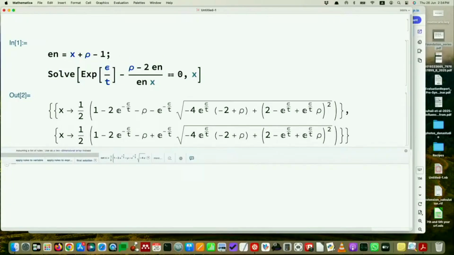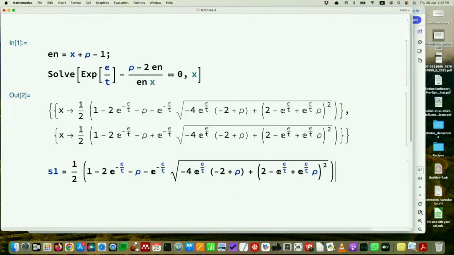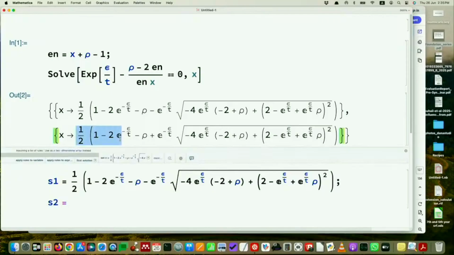So x is e to the power minus p by t. Remember, just to note it, x is e to the power minus p by t. So we have now solved for pressure, but there are two roots, so we have to be careful what to choose. If I choose the first one, let us call them two solutions, S1 and S2.